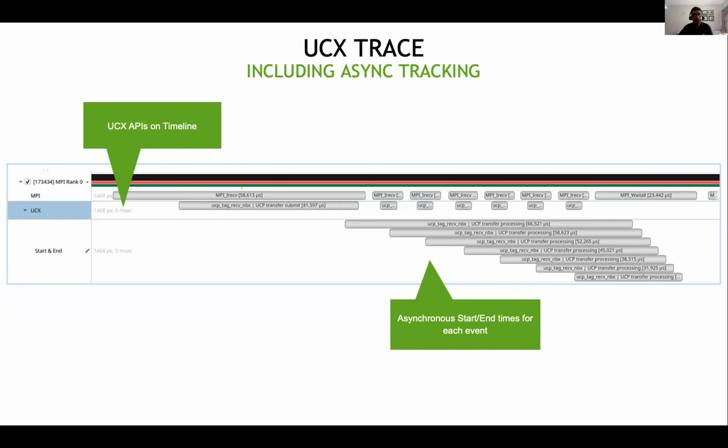Now for the communication library, for the underlying MPI, if it is layered on top of the UCX interface, you will actually see the underlying UCX APIs which are launched asynchronously. This will help you in identifying whether there are any bottlenecks related to MPI communication or the underlying usage of the network interfaces. Next slide, please.